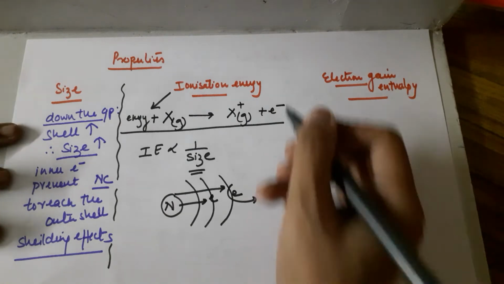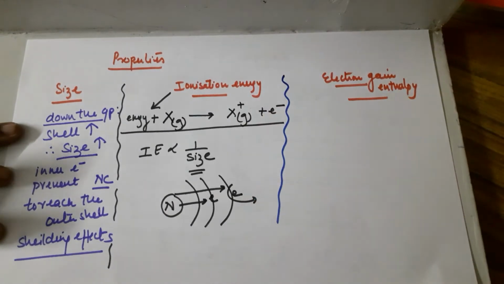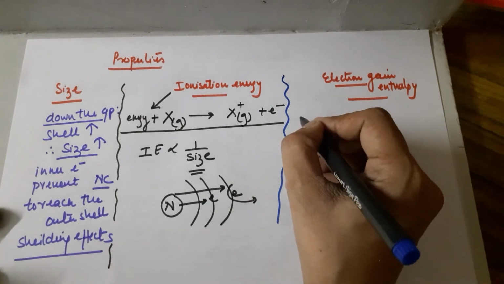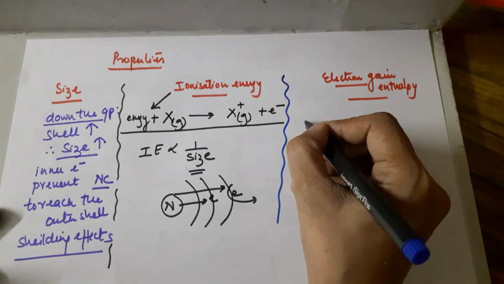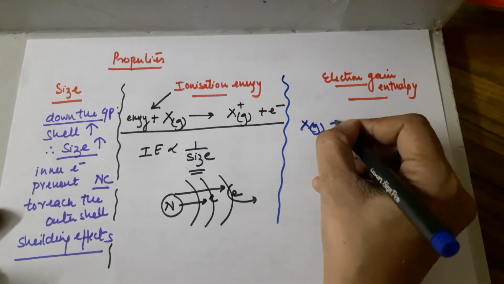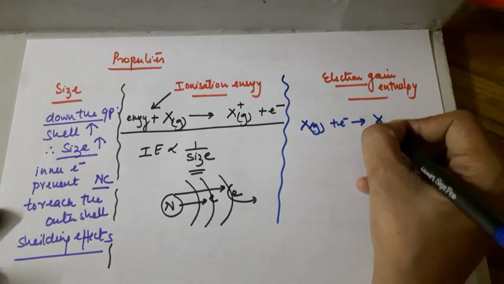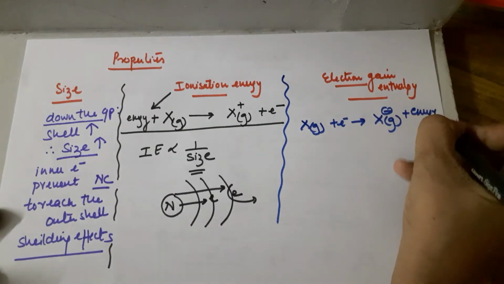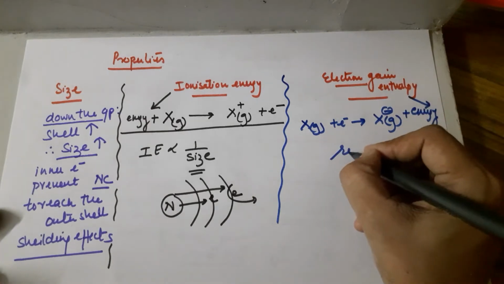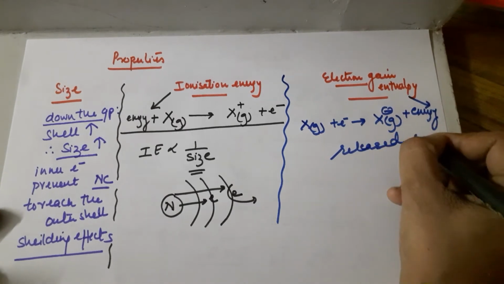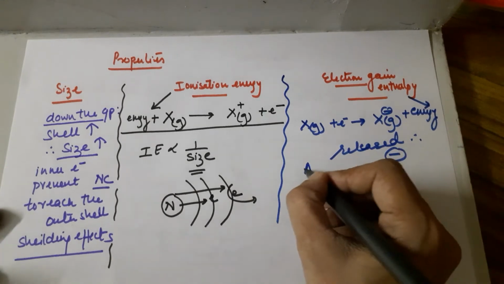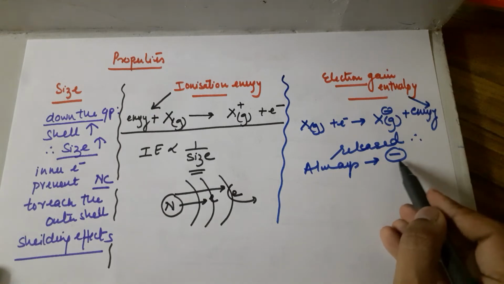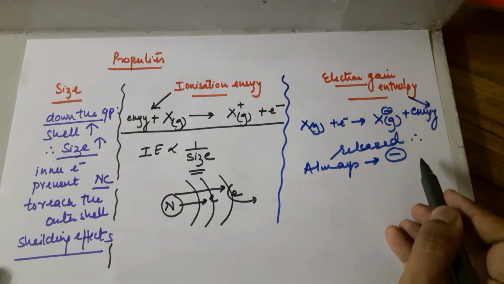Fine. Moving to the third property, which is electron gain enthalpy. When we talk about electron gain enthalpy, it is the tendency of a neutral isolated gaseous atom to accept an electron and become a monovalent gaseous anion, and there is energy released. Mind you, it is released. Therefore, the value is always negative for the halogens. The amount of energy released is what we are talking about.